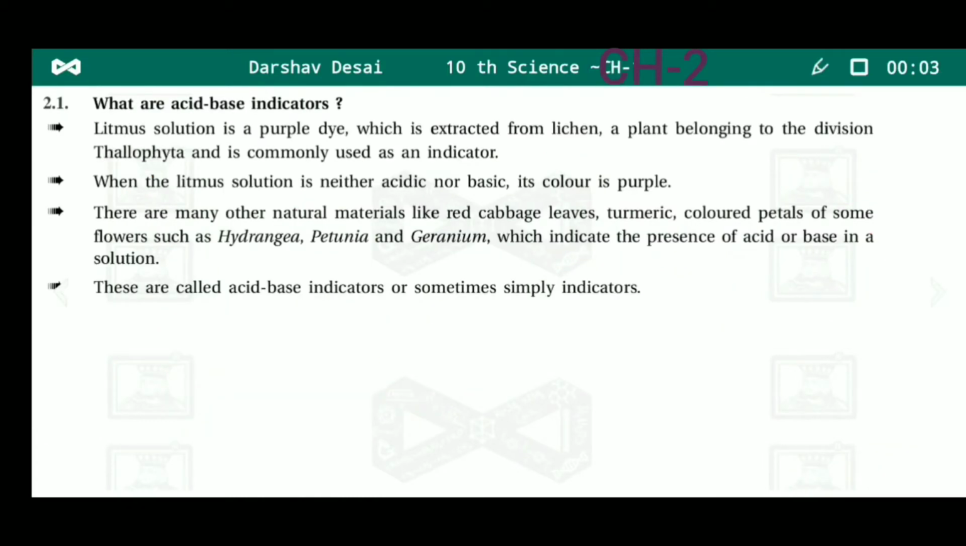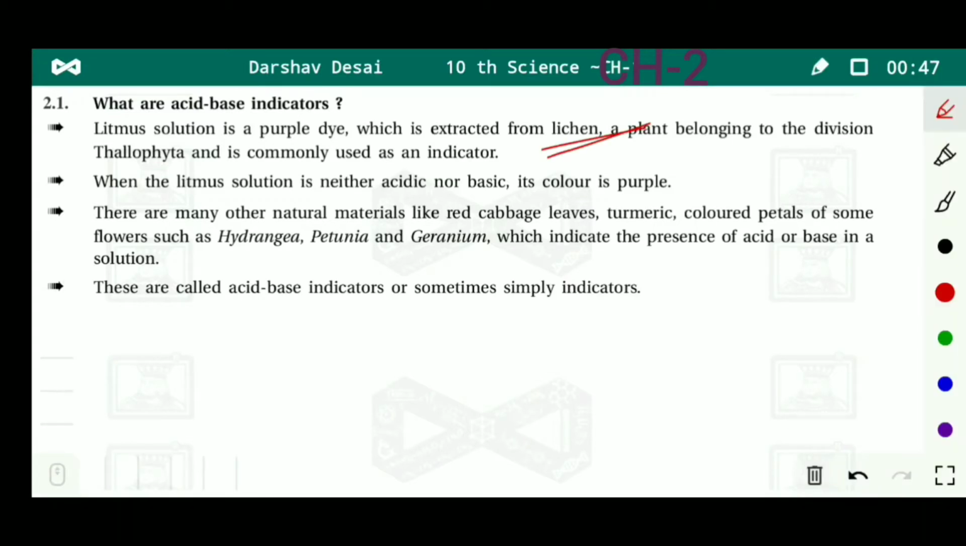So now we discuss acid base indicators. Of the synthetic indicators we discussed methyl orange and phenolphthalein. Now we discuss some natural indicators. Litmus solution is a purple dye extracted from lichen, a plant belonging to the division Thallophyta. Since it is extracted directly from a plant, it is a natural indicator. When the litmus solution is neither acidic nor basic, its color is purple. Clear?